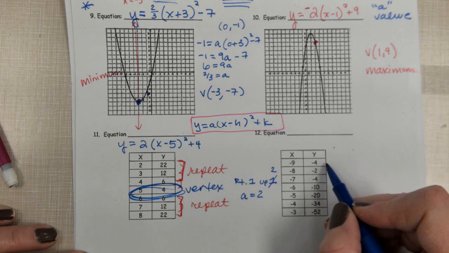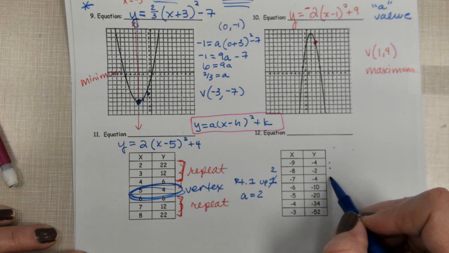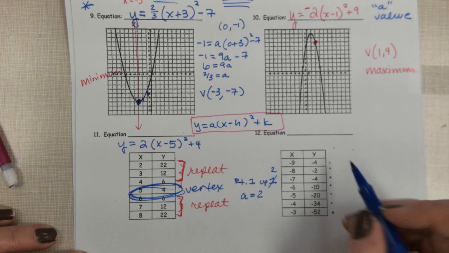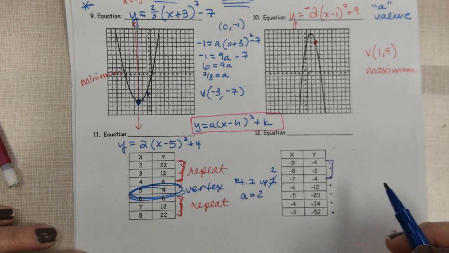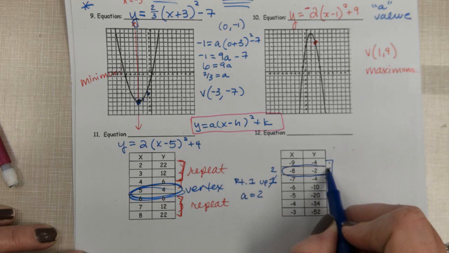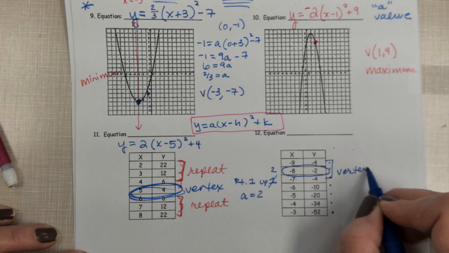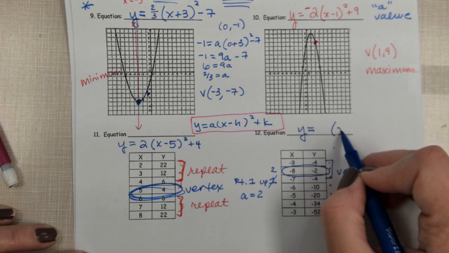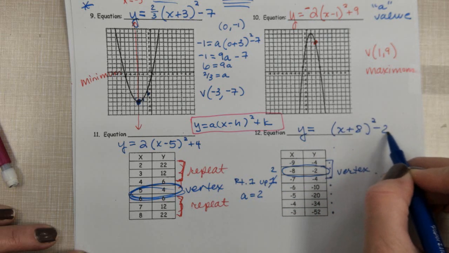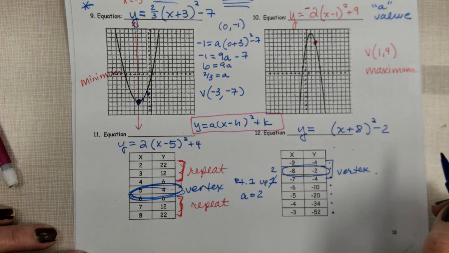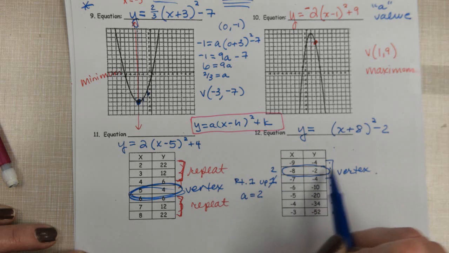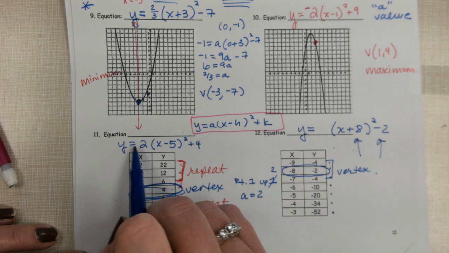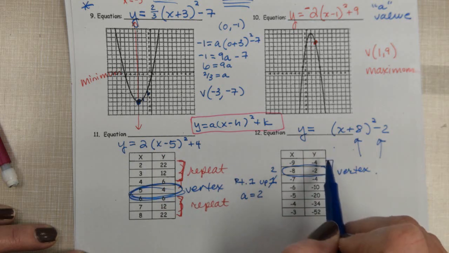All right, so this is -4, -2, -4, -10, -20, -34, -52. I only see a repeater here, but that's all I need. So this is my vertex. So I've got y equals something times (x + 8) squared minus 2. Your vertex is easy, you guys. So then you can put that in. This A value is where you get the goods. So you really have to be careful of how to find that.